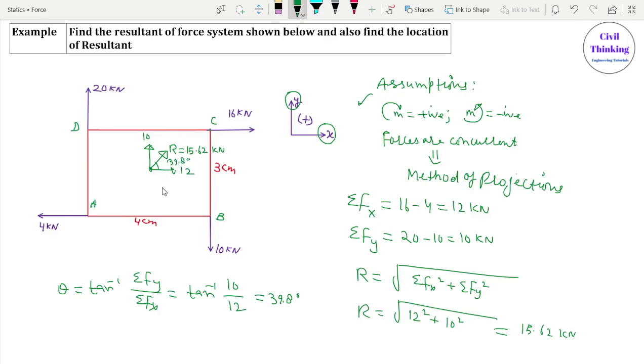Okay, now this is the resultant magnitude and we found the angle, but we don't know the exact location of the resultant. Initially we assumed the forces are concurrent at this center point, and because of that the resultant is here, right? But it is just an assumption. We don't know where the resultant is. It may be here, it may be here. Wherever it is, the resultant magnitude will be 15.62 and the angle with the horizontal will be 39.8 degrees. So right now we have to find the exact location of the resultant. Okay, so let's make an assumption.